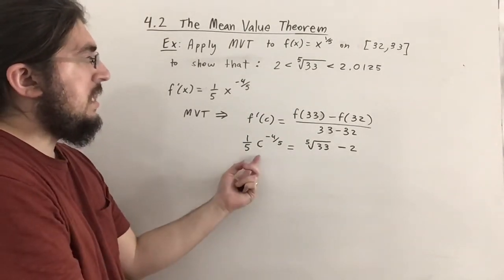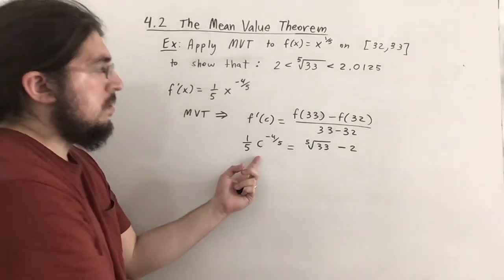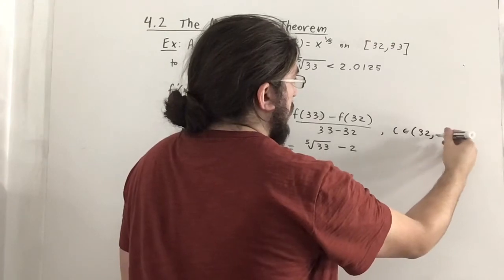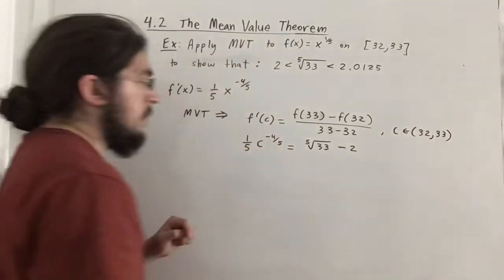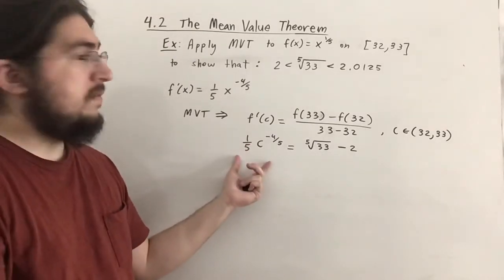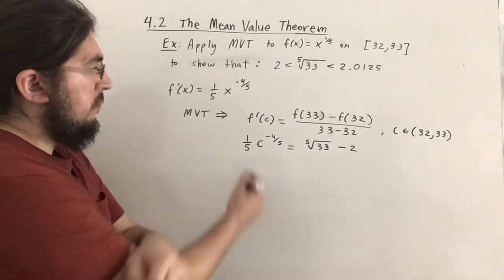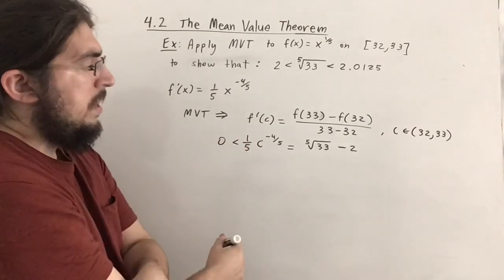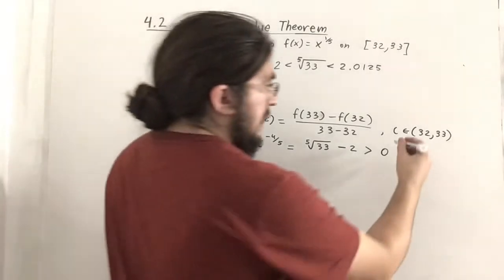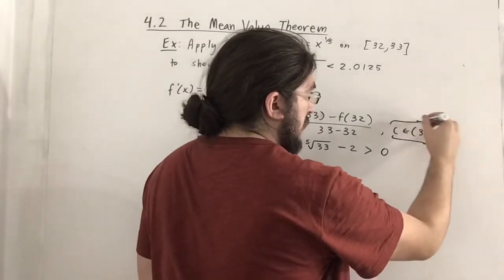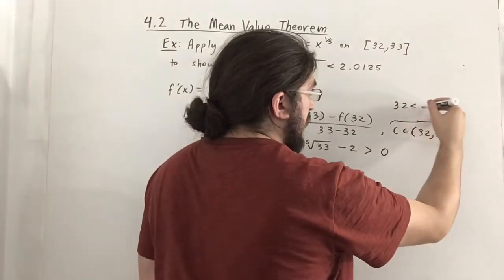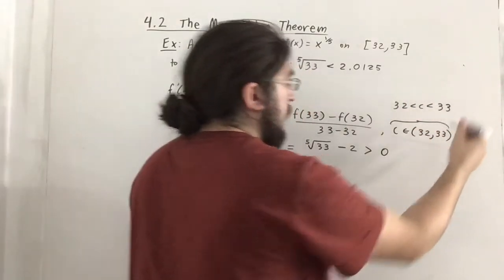Well, notice that this c value has to be in between, so let me just write, c is in the interval 32 to 33, in between 32 and 33. Okay, so notice this is going to be a positive value. So will that help us if we say that this is bigger than 0? I think so, because then we can add 2 to the other side. This means if c is in the interval 32 to 33, this means c is in between 32 and 33.